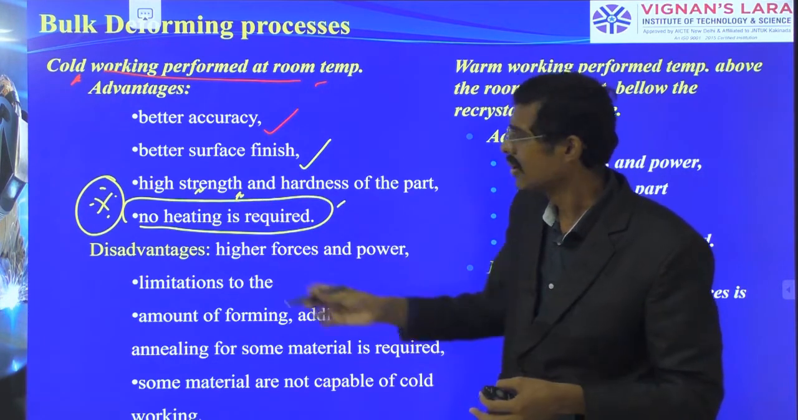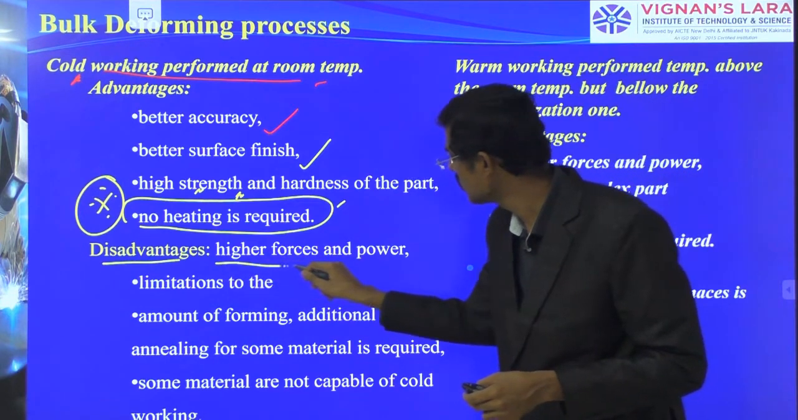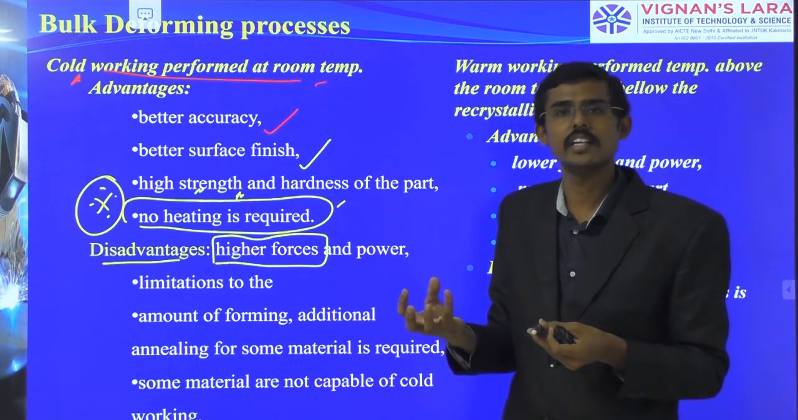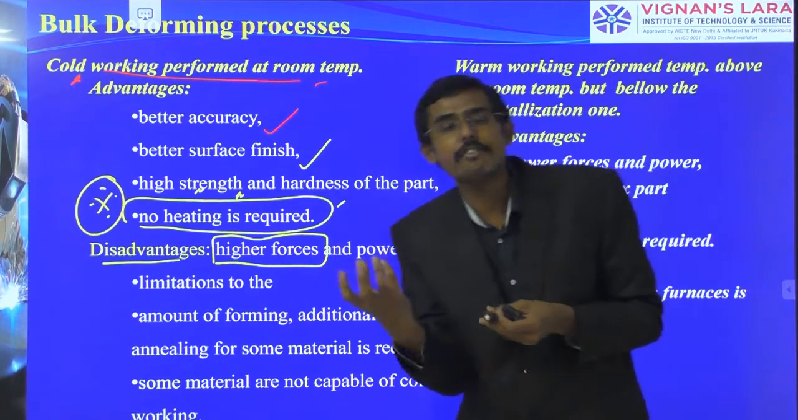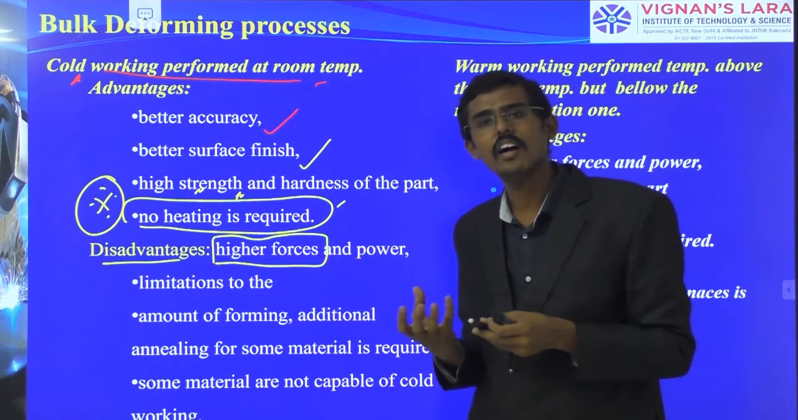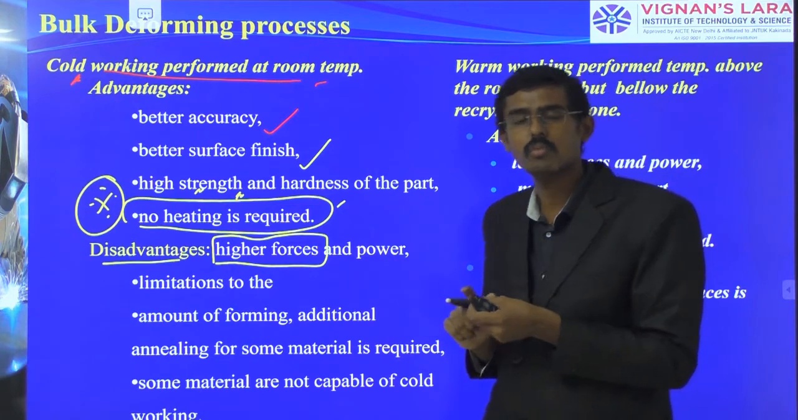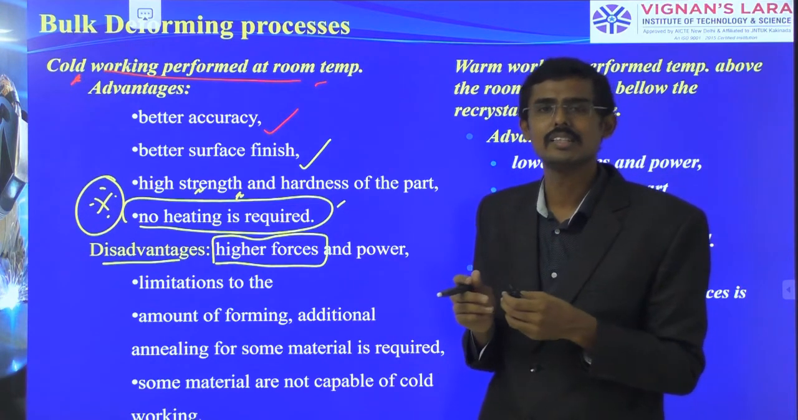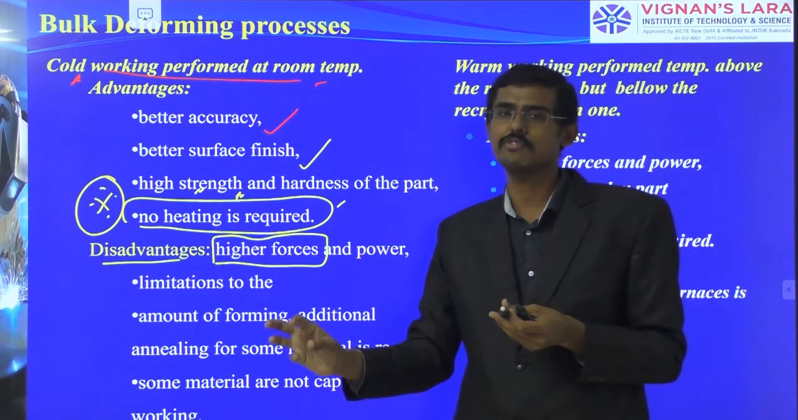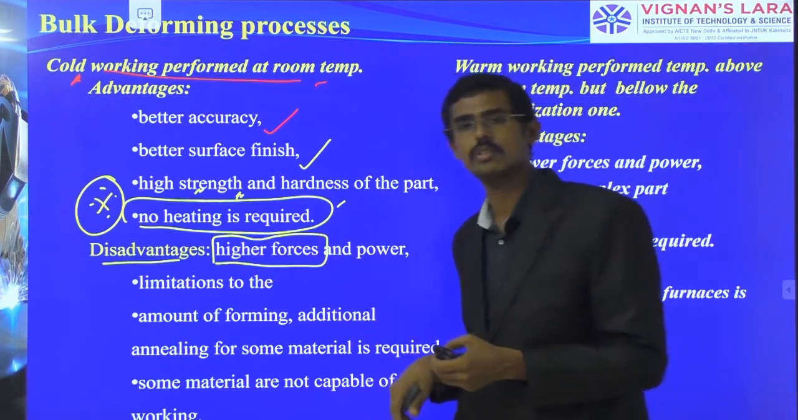Then it is okay. But what is the disadvantage here? High force is needed. Why? When it is in the red hot condition, it is readily deformable. But when it is not in the hot condition, it is not. It is in a very hard condition. You have to hit more and more. More force is required to convert one shape to another shape. But in the red hot condition, it is readily deformable. I give less force, and in such a way we can bend it easily. Therefore, cold working requires high force and power.